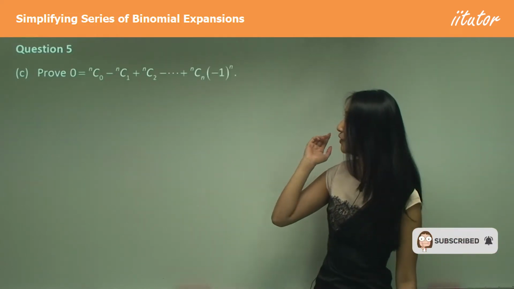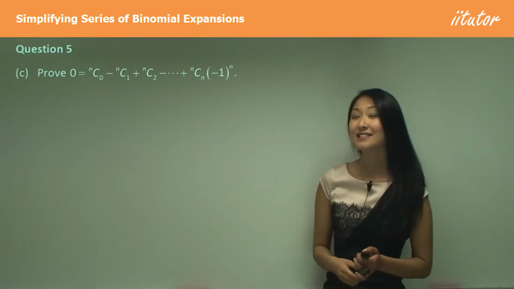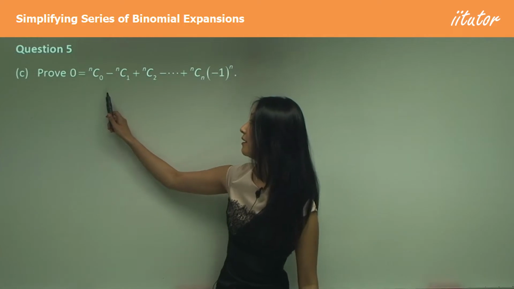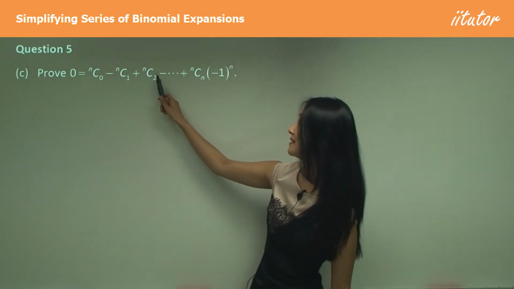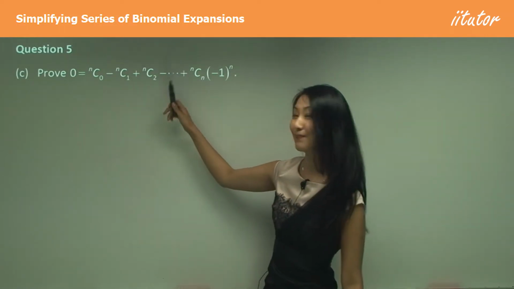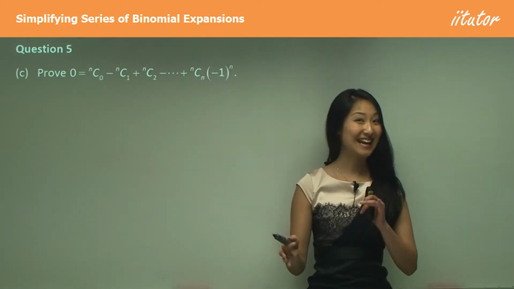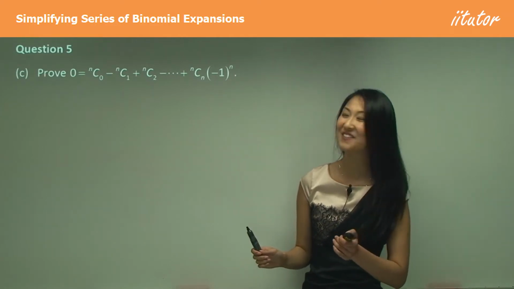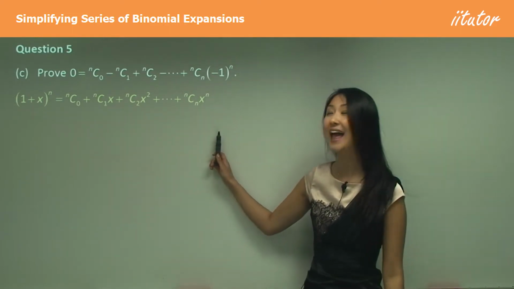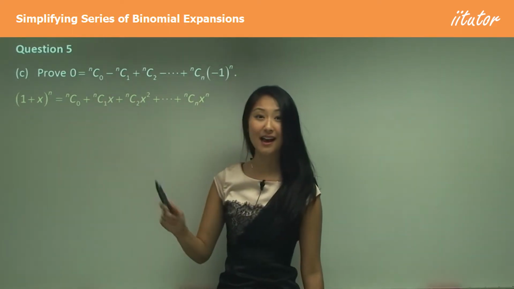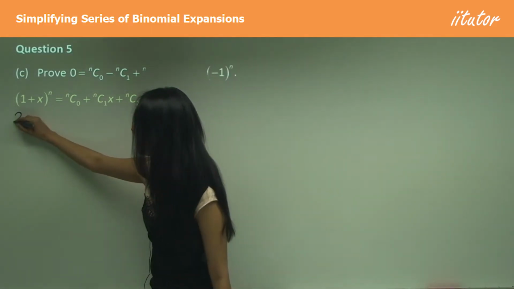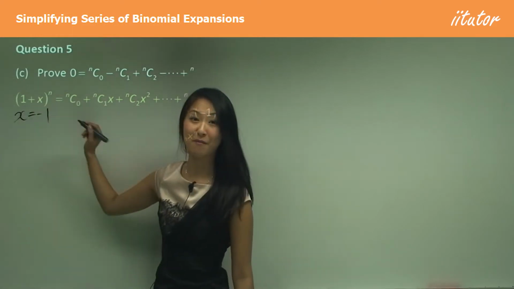All right, let's move on to 5c here. So here I want to prove that 0 equals nC0 minus nC1 plus nC2, so on. So here you can see we're going plus, minus, plus, minus, which should indicate to you straight away there's going to be a negative in there, right? So we're going to start off with our basic expansion of this, and let's consider our left-hand side. So for that to equal 0, what does x have to equal? Yeah, exactly. x has to equal negative 1, so you have 1 minus 1.